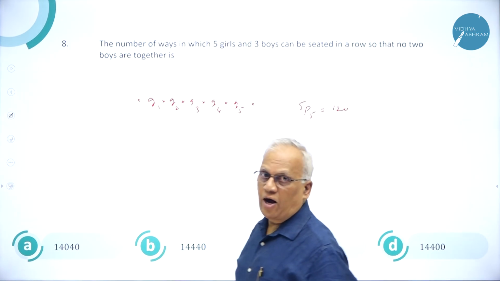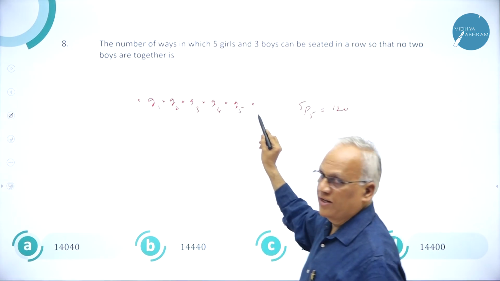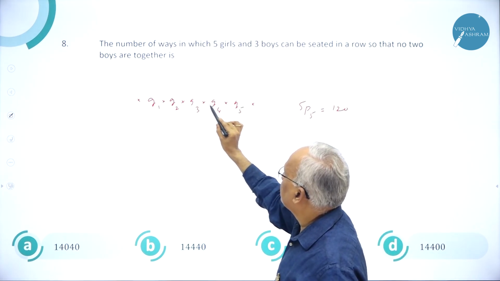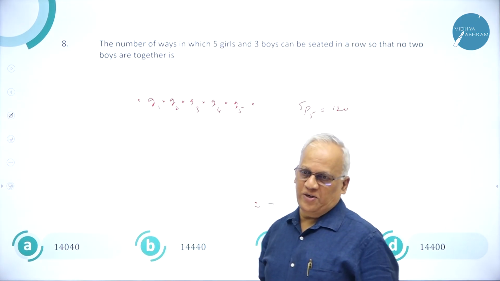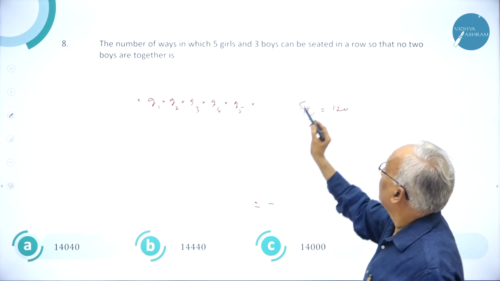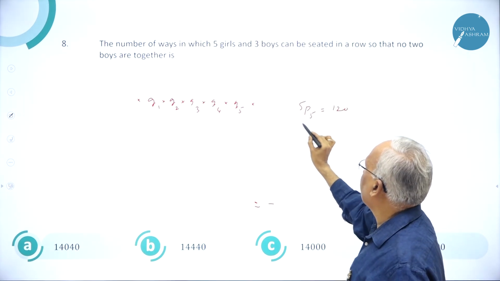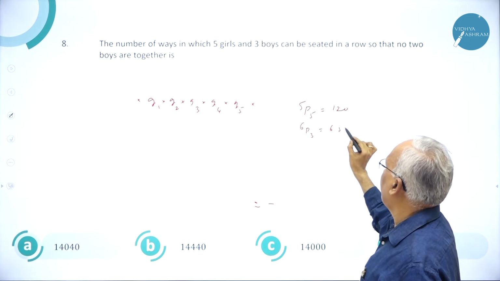Boys can occupy these places. There are 6 places around the 5 girls. If you have 3 boys here, here, here, or here, no 2 boys are together. So I have to arrange 3 boys in the 6 available places. That can be done in 6P3 ways, that is 6 into 5 into 4.